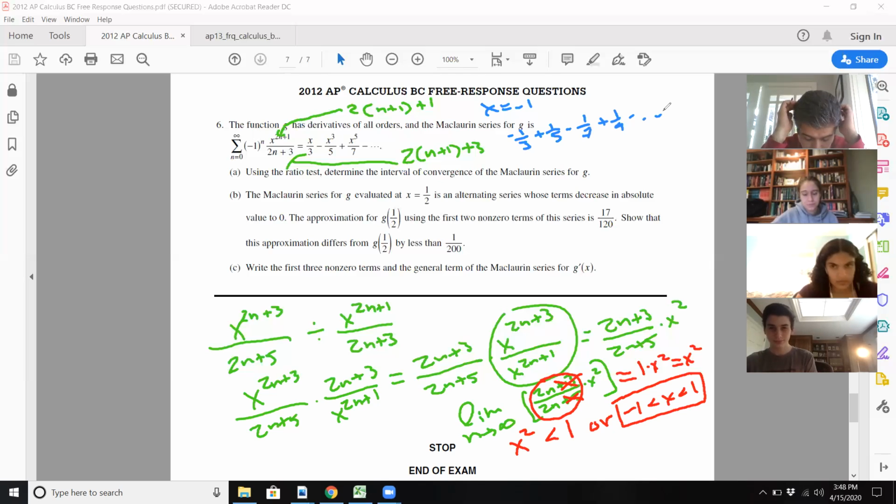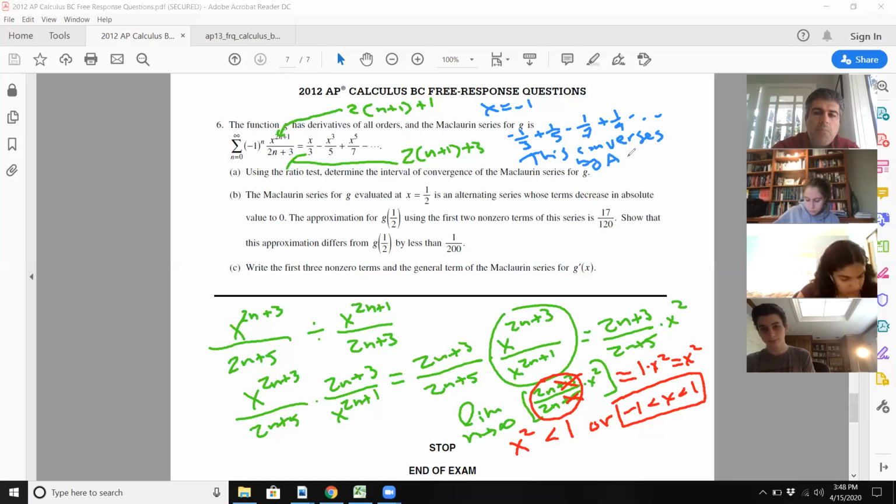So, would this converge? Yes or no? Are the signs alternating? Yeah, so we say that this converges. Alternating series test.